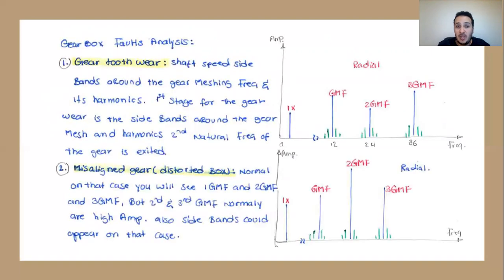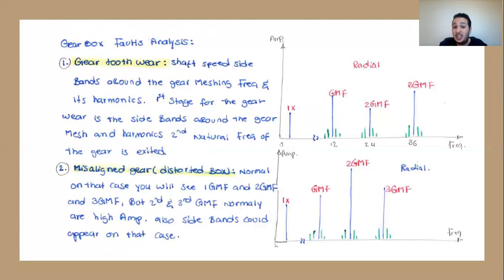For gear tooth wear, on the spectrum you will see the running speed sidebands around the gear meshing frequency with the second and the third harmonics. You will start with the first gear mesh frequency, then sidebands, then you will see the second harmonic, and then sidebands arise, then the third harmonic, and then sidebands arise. And this is the deterioration of your gear wear problem.